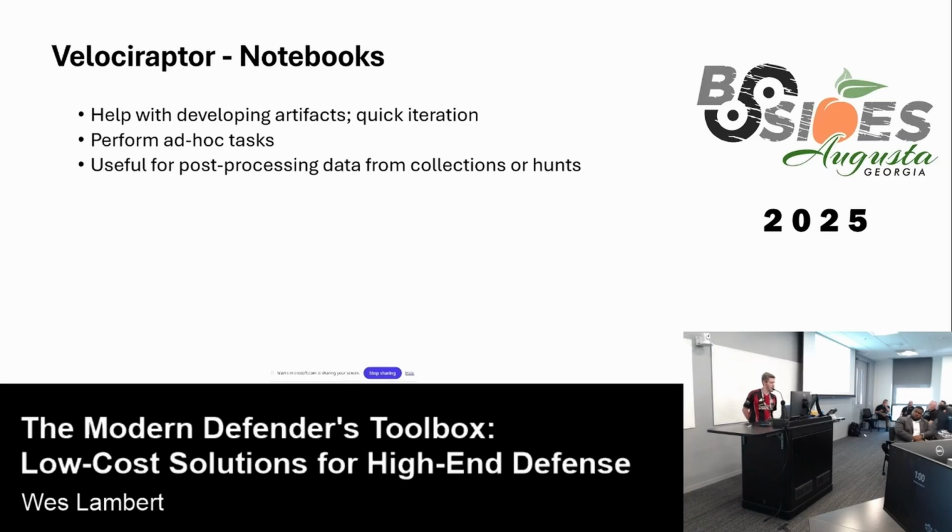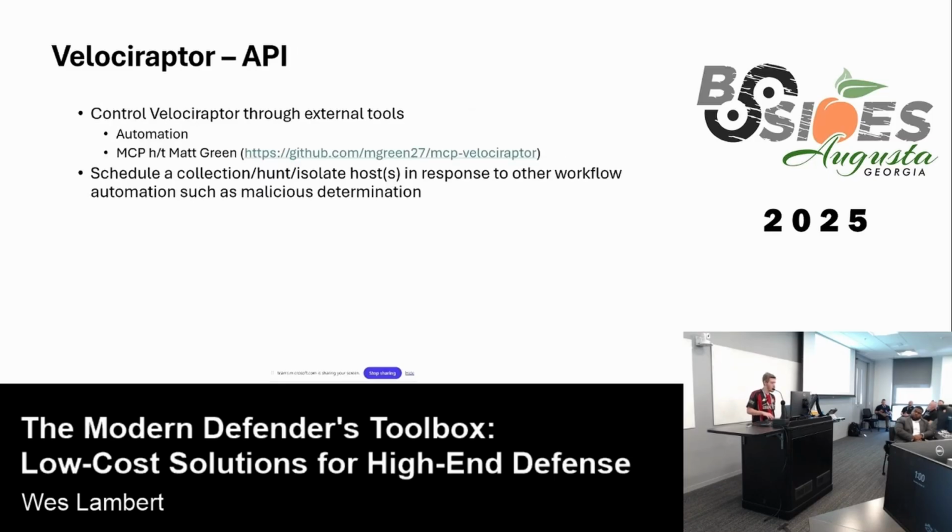Another thing that's useful in Velociraptor are the notebooks, which are basically an iterative way to develop artifacts. You can test right there without having to save the artifact and run it. You basically do it right there in the notebook, sort of like a Python notebook, right? It also has an API that we can use to hook into it and perform automation through the API, which is pretty cool. So Matt Green also has an MCP server that he stood up for this, so you can check that out if you want. The link is right there. So that's pretty cool to be able to leverage AI and automation there with Velociraptor in that sense.